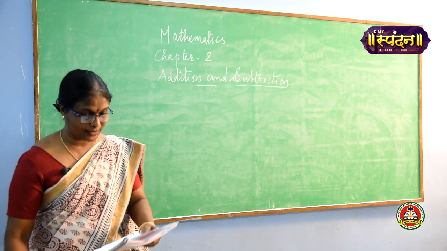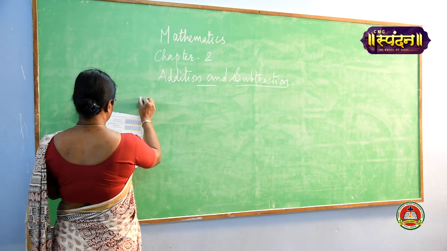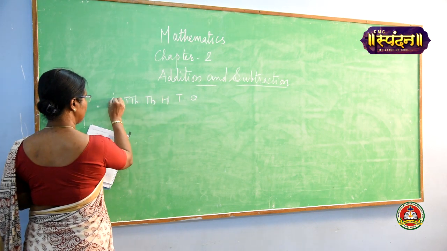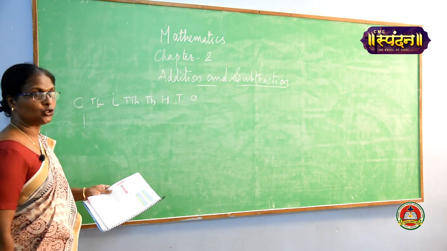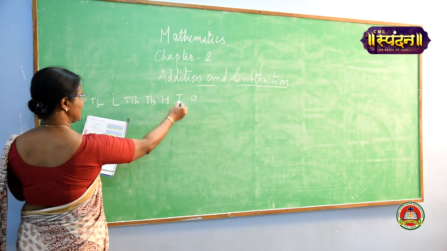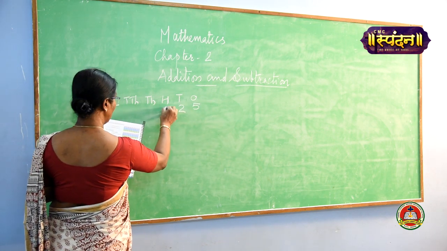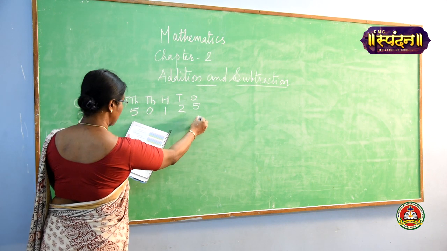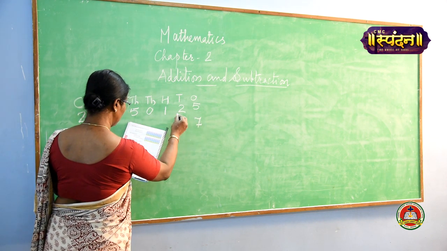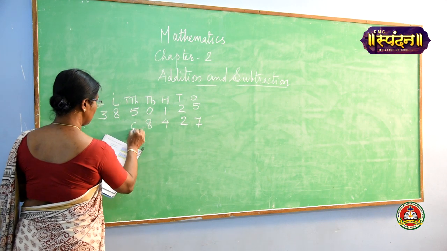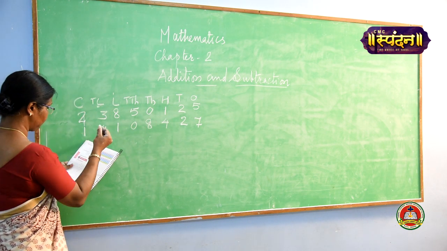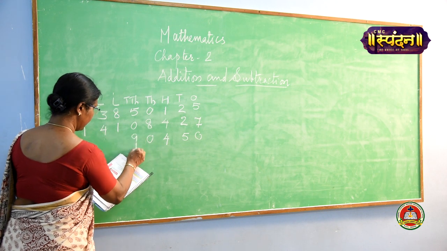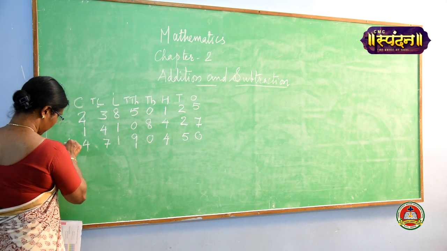The example I am taking from your exercise only. It is ones, tens, hundreds, thousands, ten thousands, lakhs, ten lakhs and crores place. It's a large number. Let us see how to add these numbers. We start writing from the ones place. 5, 2, 1, 0, 5, 8, 3, 2. The next number also we start writing from the ones place. 7, 2, 4, 8, 0, 1, 4, 1. Now the next number 0, 5, 4, 0, 9, 1, 7, 4. This is the plus sign.